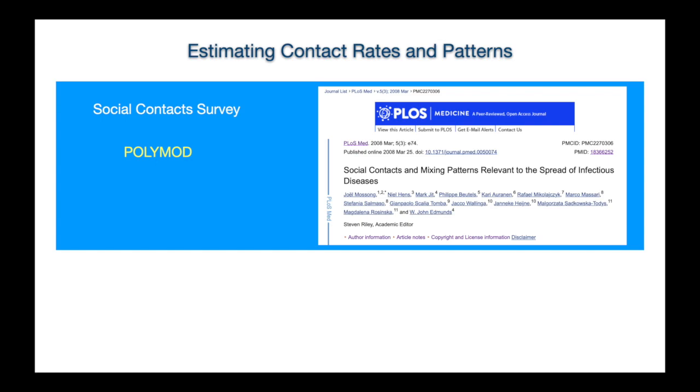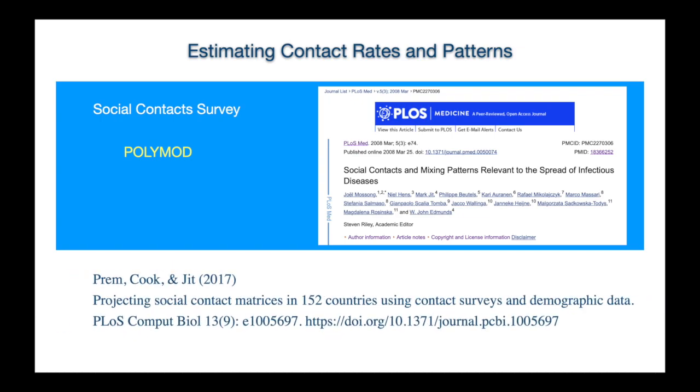The aims of the project were quite ambitious. However, the study is mainly known for the contact matrices among different age groups. You can find other studies that have extended the findings to other countries. For example, here is one study that has projected the matrices to 152 countries.